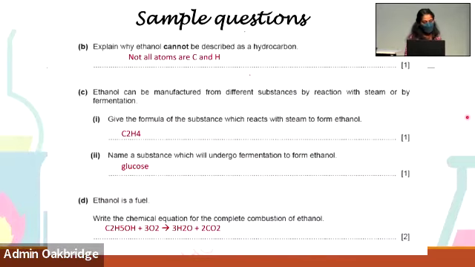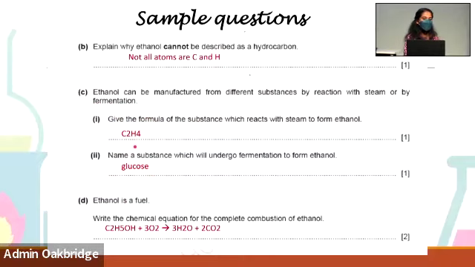Sample questions. Why is it not a hydrocarbon? Because not only C and H is there, oxygen is also there. And give the formula of the substance. Of course, you must mention the molecular formula. If, let's say, they are asking for the name of the substance, you must mention the name of the substance because they are talking about fermentation. Fermentation always will come from a sweet substance.